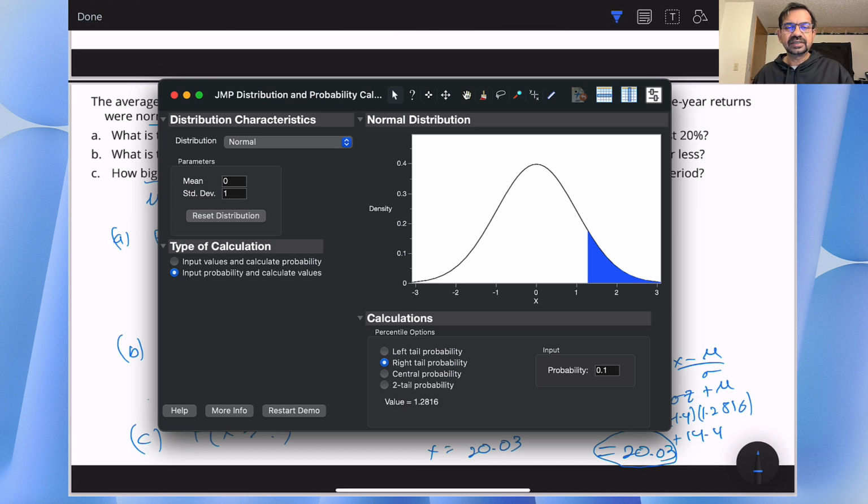So given this, whether we are given the Z values, we can find the probability, or if we're given the probability, we can calculate the corresponding Z values, and then from there we can recover our X.